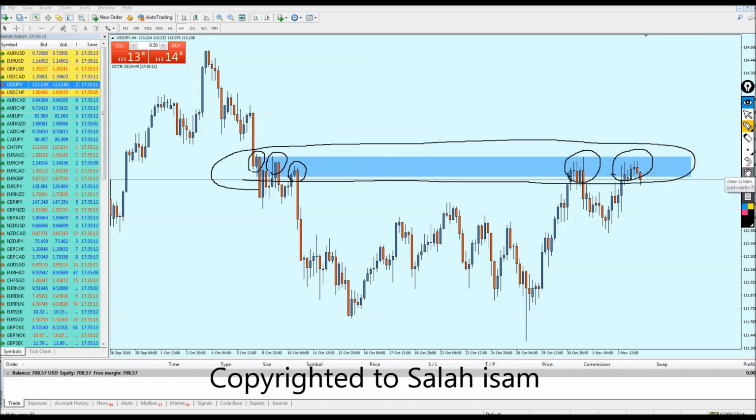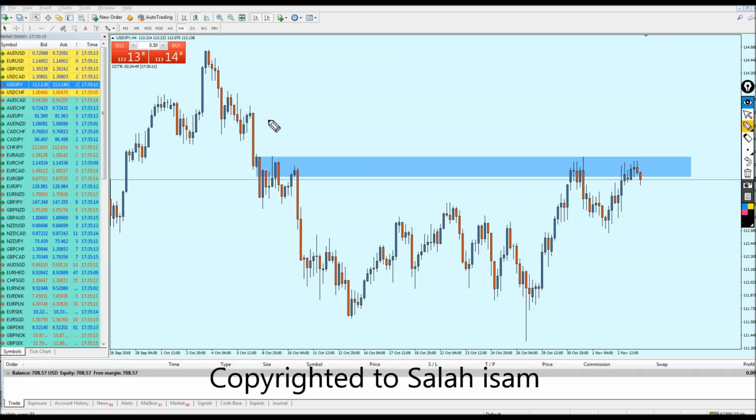Now, another question popping up. Why did we start counting the resistance from this point? Why not from another point? Why from here? The answer is very simple. Because this is the breakout candle. If you refer back to my videos, guys, as I said always, the chart, as you know, is like this.